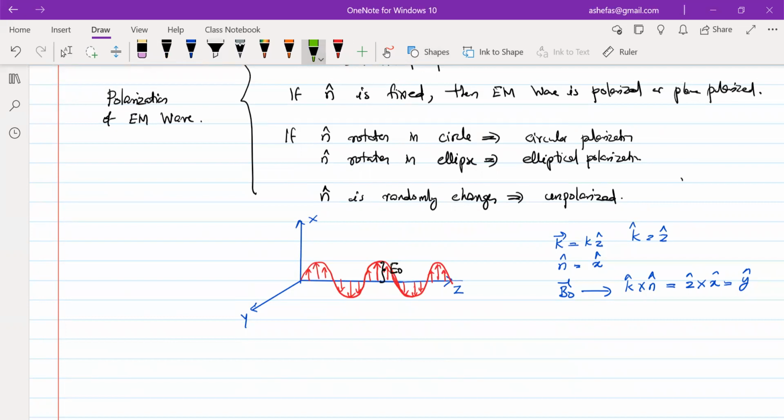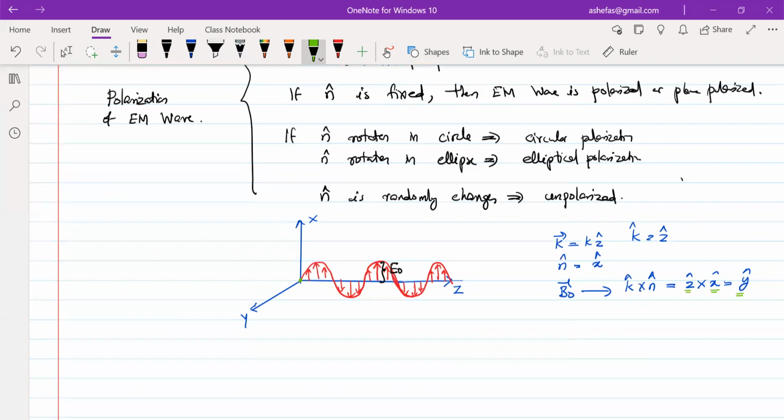If the electric field is along x direction, then the magnetic field should be along y direction, because the direction of propagation is along z. So it should be along this zy plane, along y direction. This magnetic field should be perpendicular to both z and x. So if the electric field is along x, then the magnetic field is along y, and both should have the same phase.